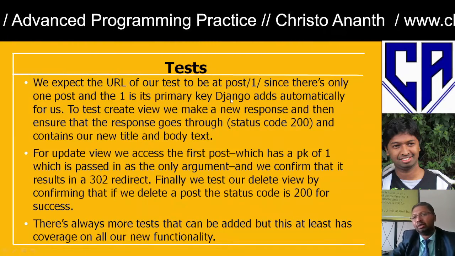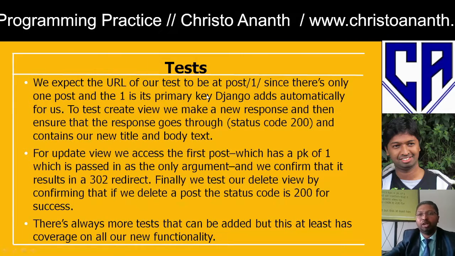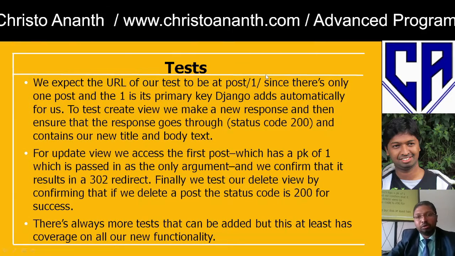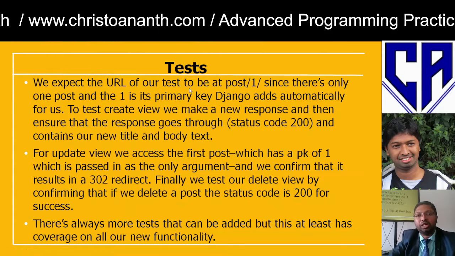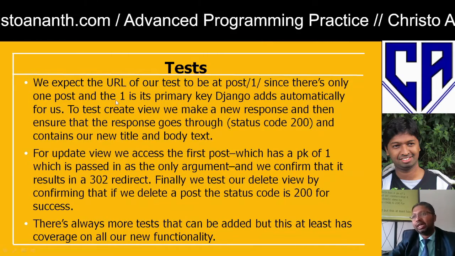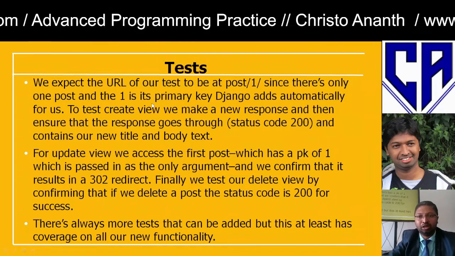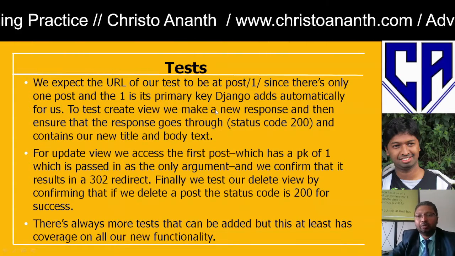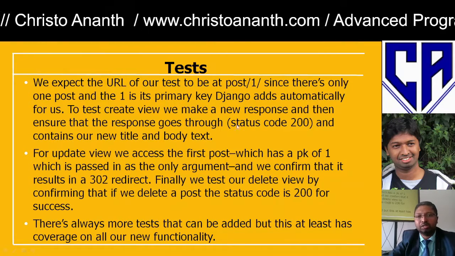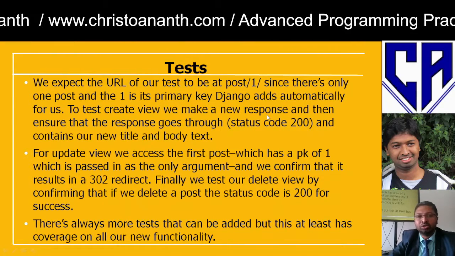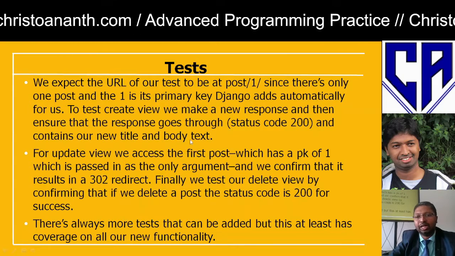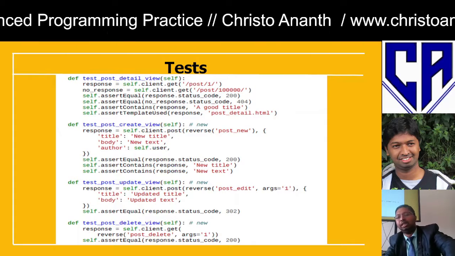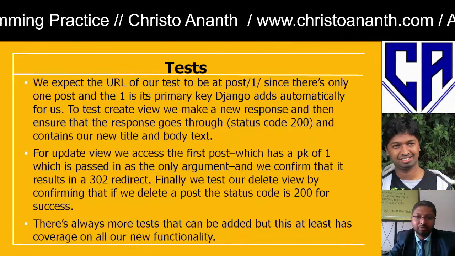So you will see that whenever we click on this one post, you will have post/1, which means that there is only one post and the primary key pk is 1. Okay, so this is what Django automatically adds. And for going with the create view, we have a new response, which means the response goes through the status code 200, and it will have the new title and body text. So if you see over here, the update view is the new one and the delete view is the new one that we have added.